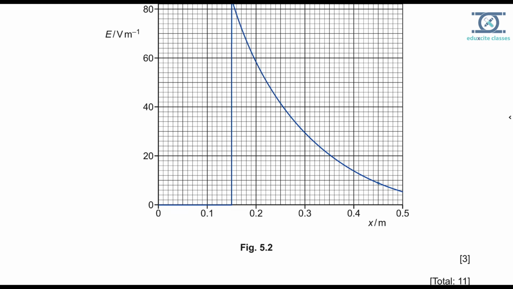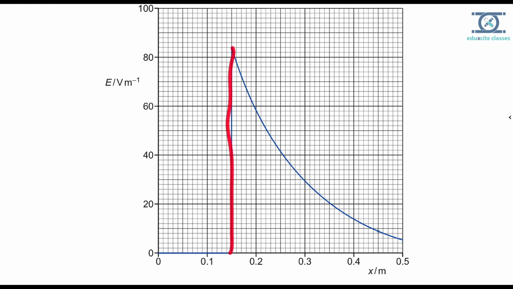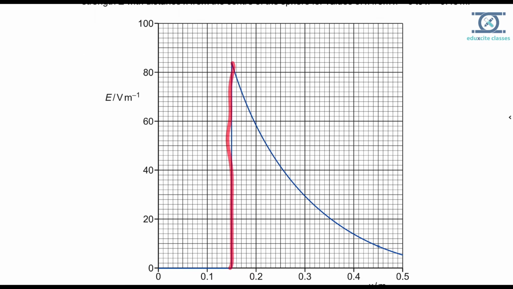So you can see here, inside, all the charges are residing over the surface, so there will be no electric field strength from the center up to the surface. At the surface it will go to 84, which is already given in the question, and then it will follow the inverse square law and continuously decrease.